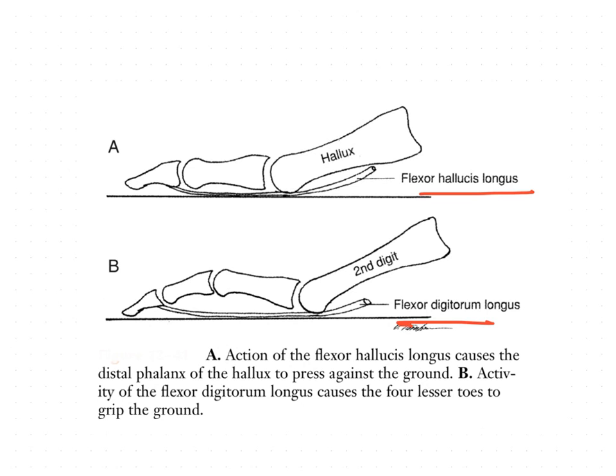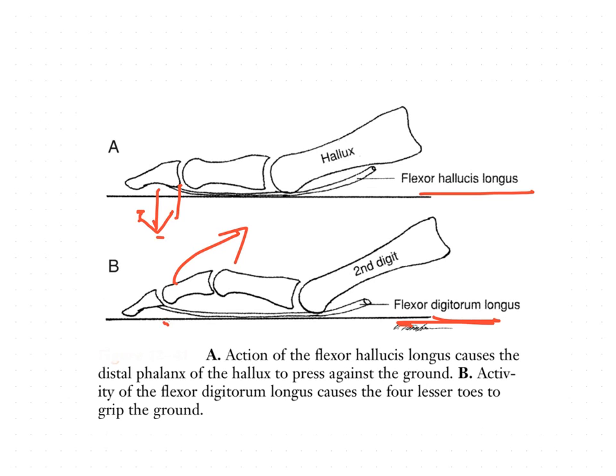These muscles attach to the distal phalanges of each digit and through their actions cause the toes to flex. Flexion of the interphalangeal joint of the hallux by the flexor hallucis longus muscle produces a press of the toe against the ground. Flexion of the distal and proximal interphalangeal joints of the lesser four toes by flexor digitorum longus causes a gripping action.